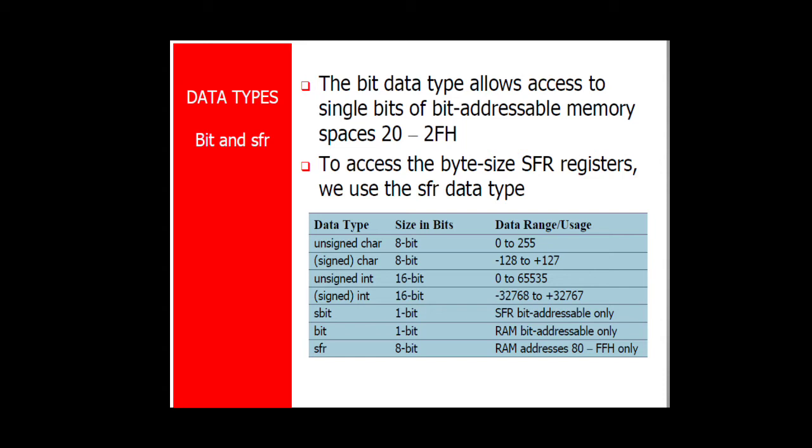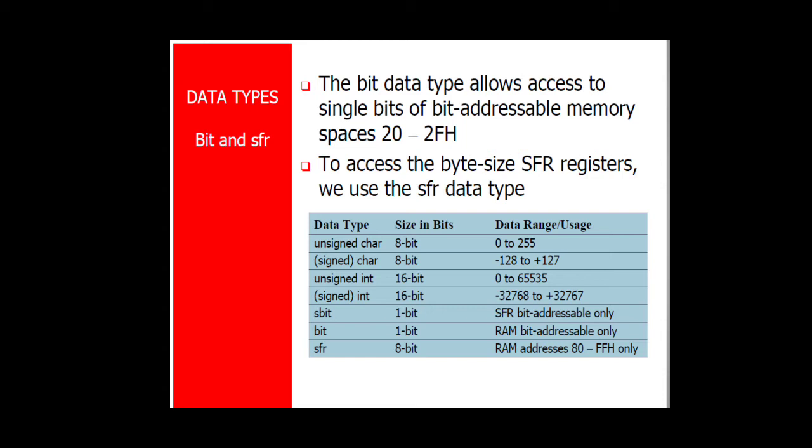So this table is a summarization of all the data types that we have seen. So you can go through that. Here the largest data types are unsigned int and signed int, and the smallest ones are sbit and bit data types. Already we have used them in the previous chapters.